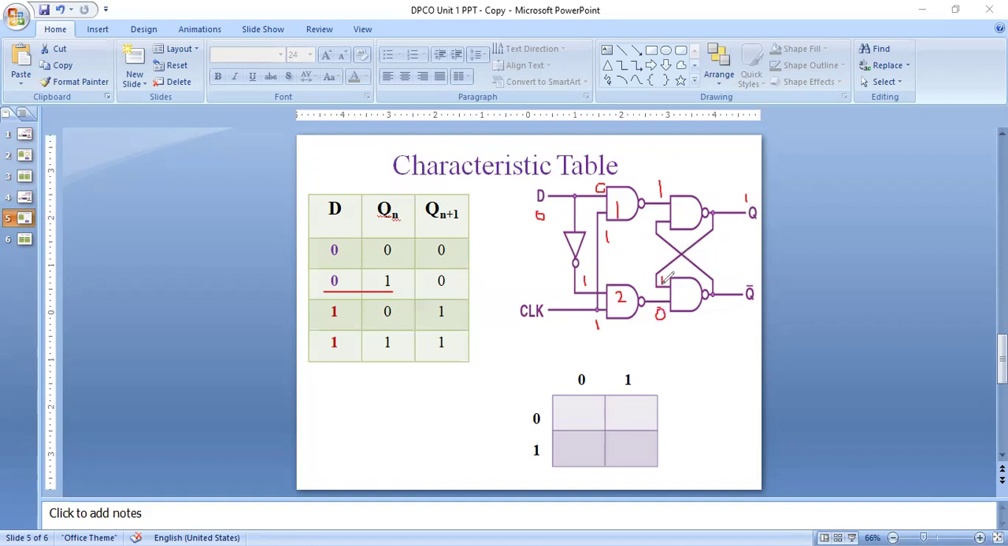Present state is 1, so 1 will be given here. 1.0 is 0. Complementary action 1. This 1 will be given here. 1.1 is 1. Complementary is 0. So here we will be getting 0.